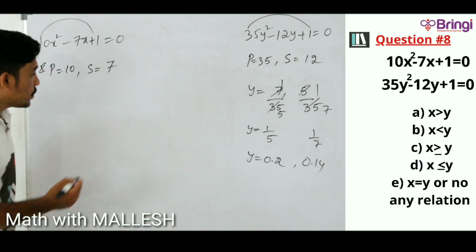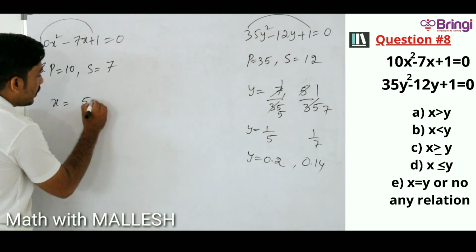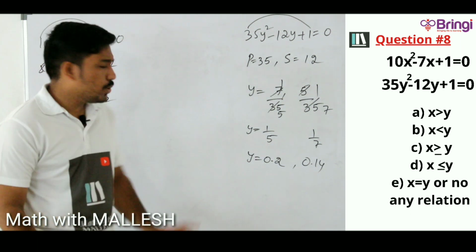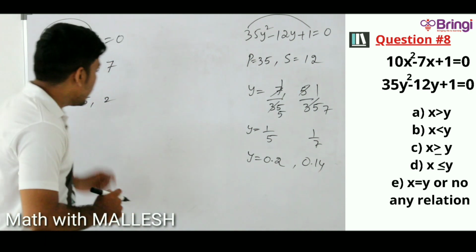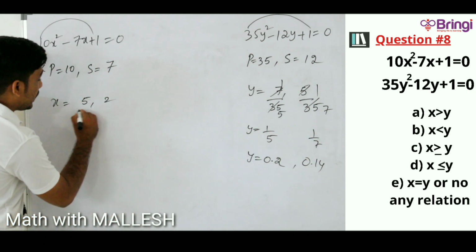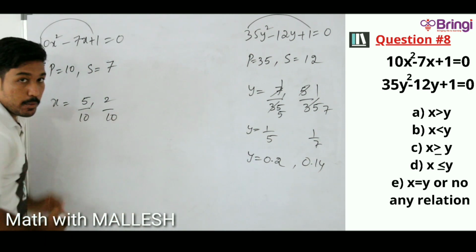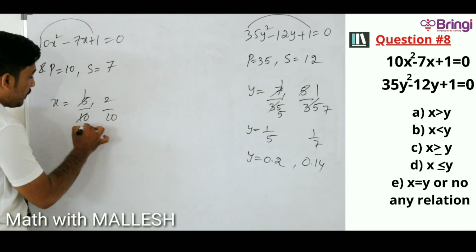I will take 5, 2. So x is equal to 5, 2. Simply 5, 2. 5 2s are 10 and 5 plus 2 is 7. Clear? Now this is not the final thing. What we have to do? Take the coefficient 10 and divide with the 10. Okay? Now 5 1s are 5, 2 1s are 2.